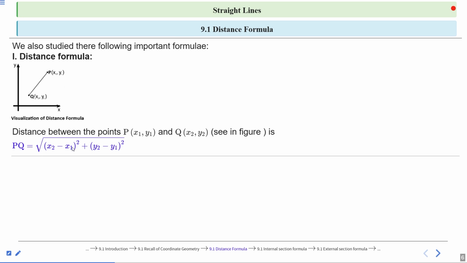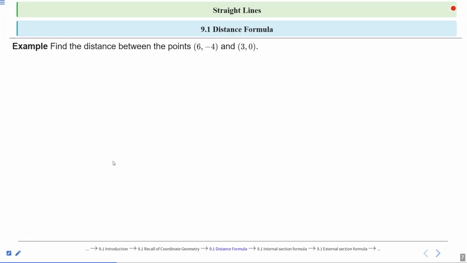You should keep in mind this distance formula between 2 points P of x1 comma y1 and Q of x2 comma y2. Note this formula: distance between P and Q is equal to square root of (x2 minus x1) whole square plus (y2 minus y1) whole square. Then we will explore an example on the distance formula so that the concept will be clear to you.